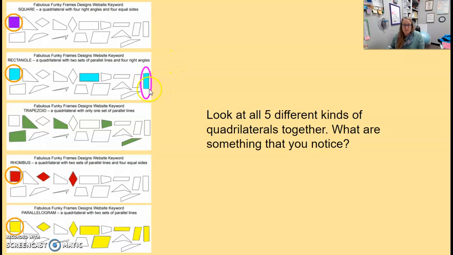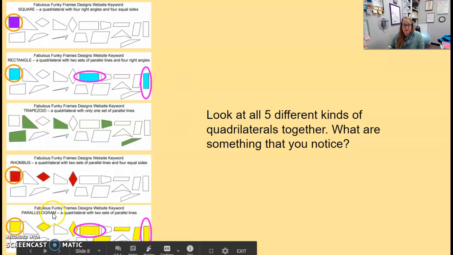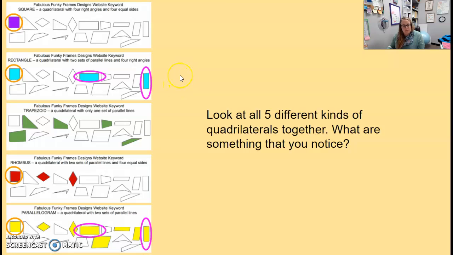Well, I noticed that a rectangle and this rectangle, where else do we see them at? Yeah, they're colored in down here on the parallelograms. So that means that rectangles can also be parallelograms. That's interesting. All right, what else do you notice?